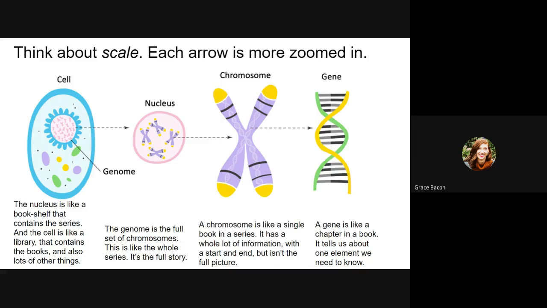So we have like our library as our cell, zooming into our bookshelf that holds all our Harry Potter books. Then our set of chromosomes is that series of books. One chromosome would be one book, and one gene would be like one chapter. So we're just zooming in more and more.